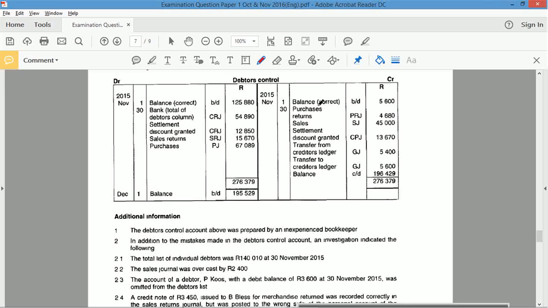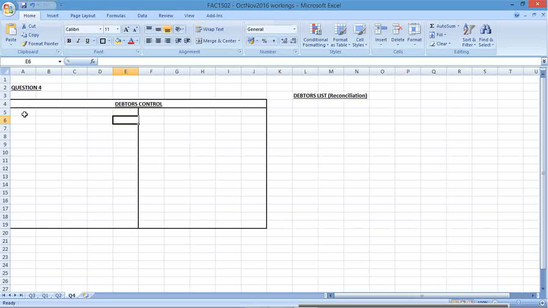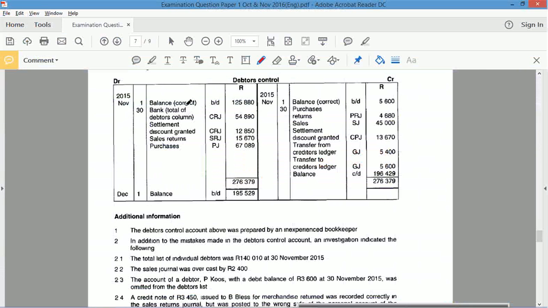So they've kept two separate balances, a debit balance and a credit balance. That means you've got debtors with a credit balance, and you've also got debtors that are actually debtors. So that stays the same, that doesn't change. We record that as is. Balance brought down, balance brought down. What is the debit balance? 125,880. And the credits? 5600. So that's the first bit. We can see that's correct.